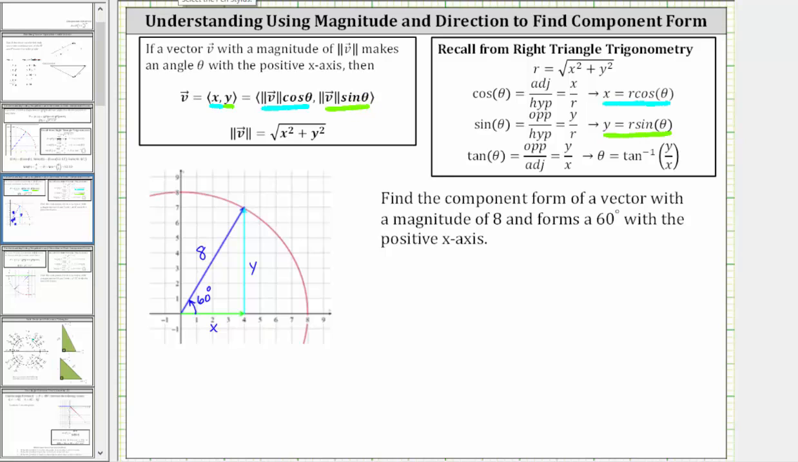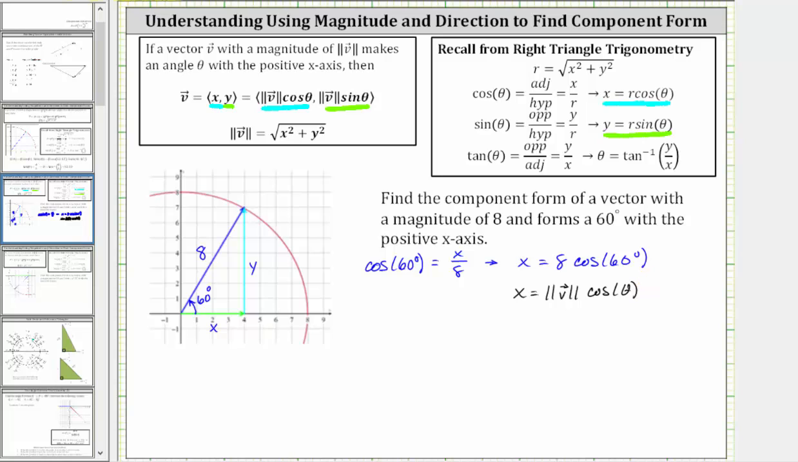To show this, going back to the right triangle on the coordinate plane, notice how we can state that cosine 60 degrees is equal to x divided by 8. If we solve for x, we multiply both sides by 8, which gives us x equals 8 times cosine 60 degrees. And we know that 8 is the magnitude of vector v, and therefore this equation here is equivalent to x equals the magnitude of vector v times cosine theta.